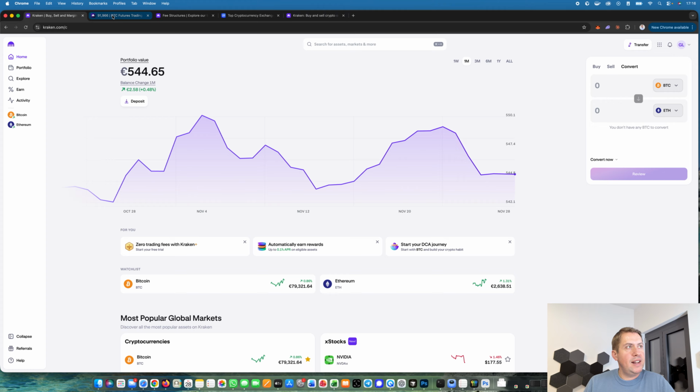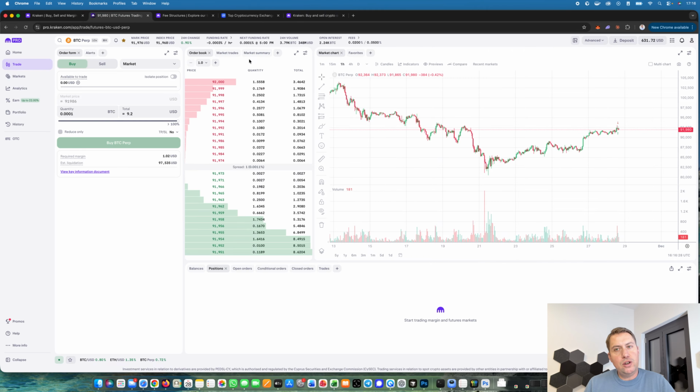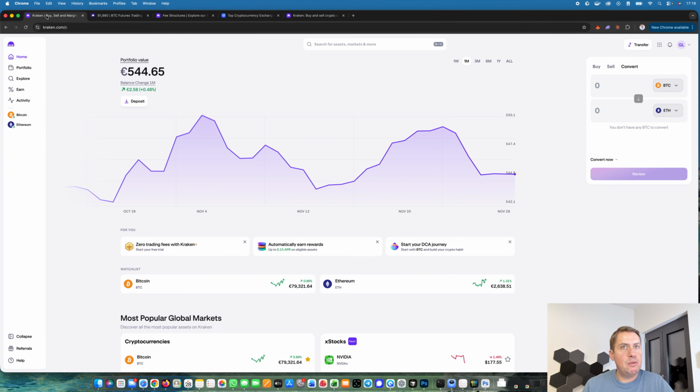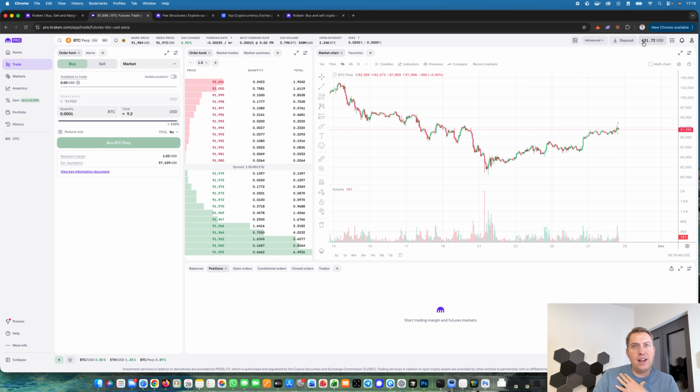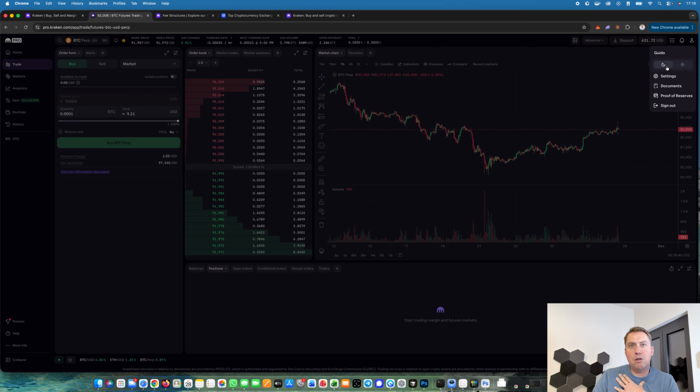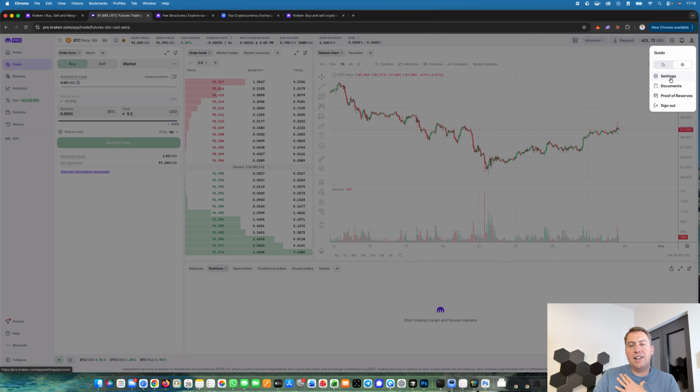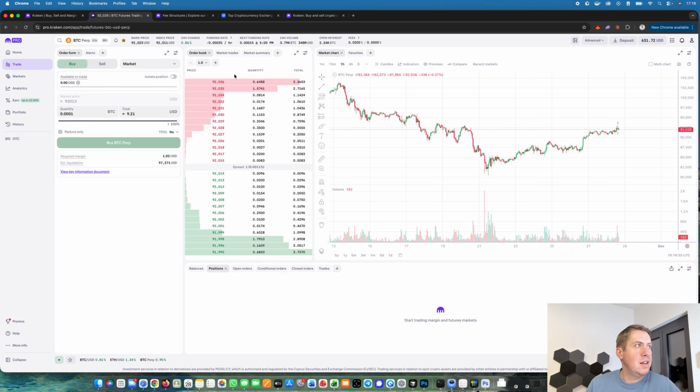Another way to trade, and the cheaper way, would basically be to use Kraken Pro. If you want to switch to Kraken Pro, you just click here and then select Kraken Pro, and then you get redirected to Kraken Pro. And Kraken Pro looks like that. It could be that it's a dark background on your page, and you can just switch it here. And here under settings, you can also change the language. So for me, for example, I could switch to German, or I can stay here in English.